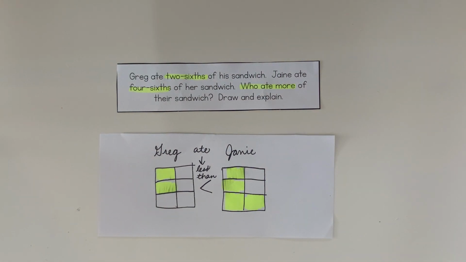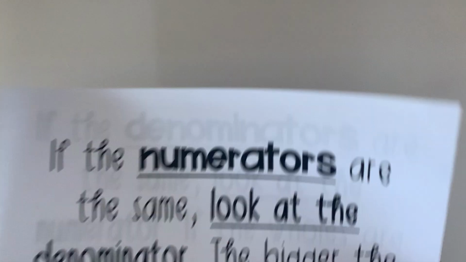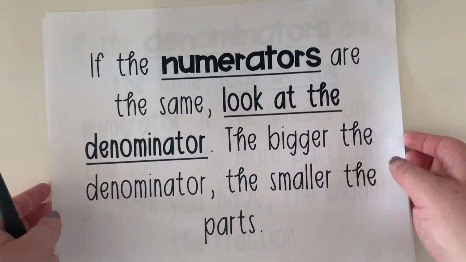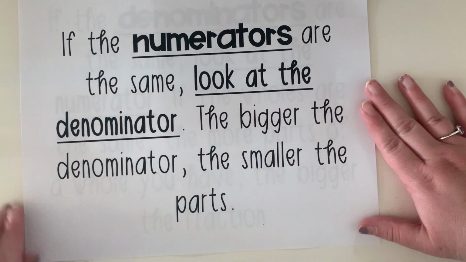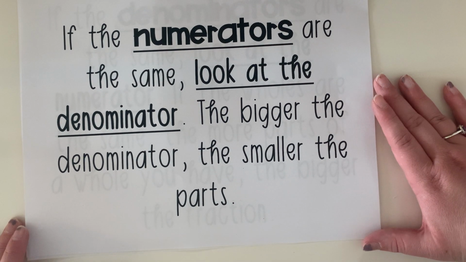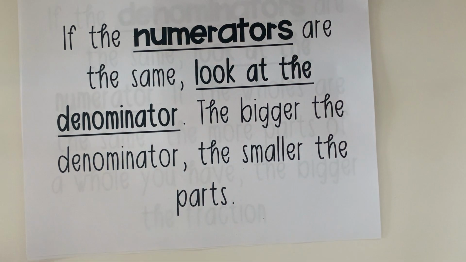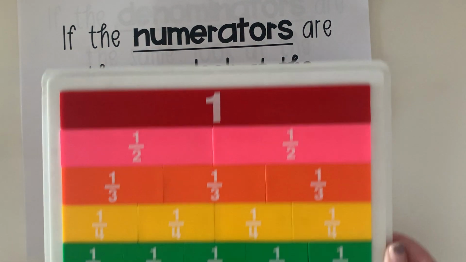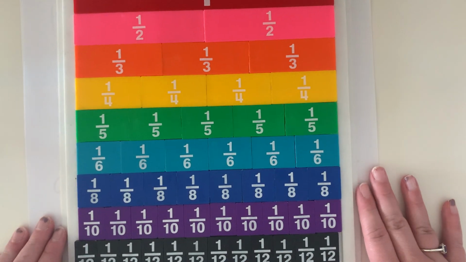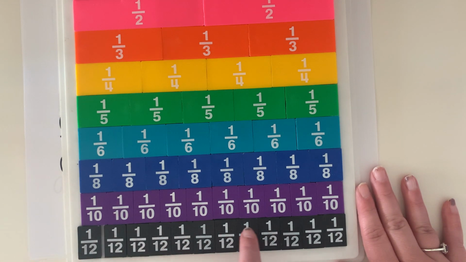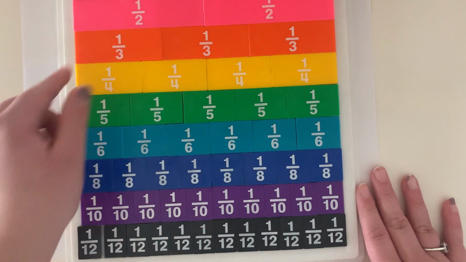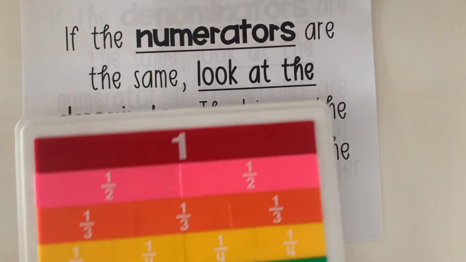So at the start of the lesson today, we're going to talk about the 2 different ways to compare fractions. If the numerators are the same, look at the denominator. The bigger the denominator, the smaller the parts. So I have a fraction board today. And if all of them have the same numerator, every single one of these pieces has a 1 on it for the numerator.